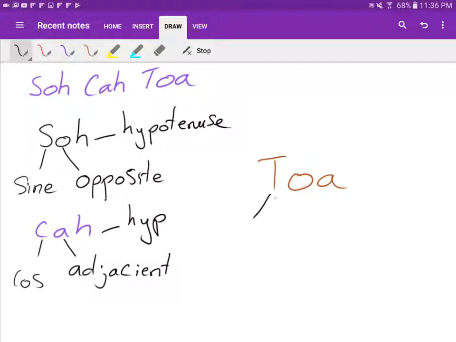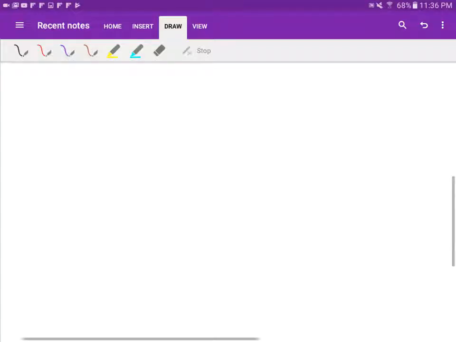Similarly, TOA is T stands for tangent actually, but just write tan for now. O stands for opposite. And then A stands for adjacent. So SOH CAH TOA. We're going to use these three words to help us work out the side length of a right angle triangle. So let's go.